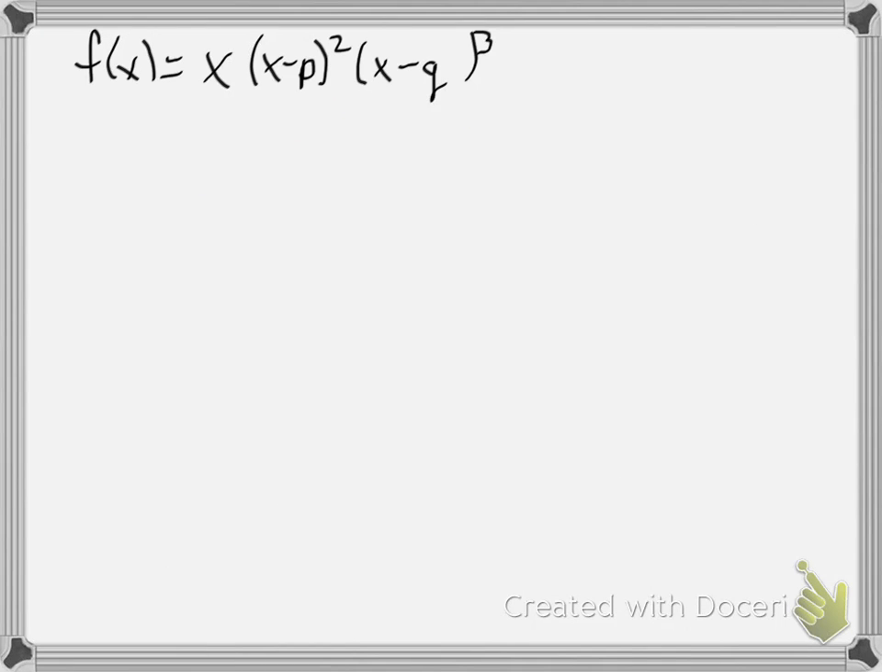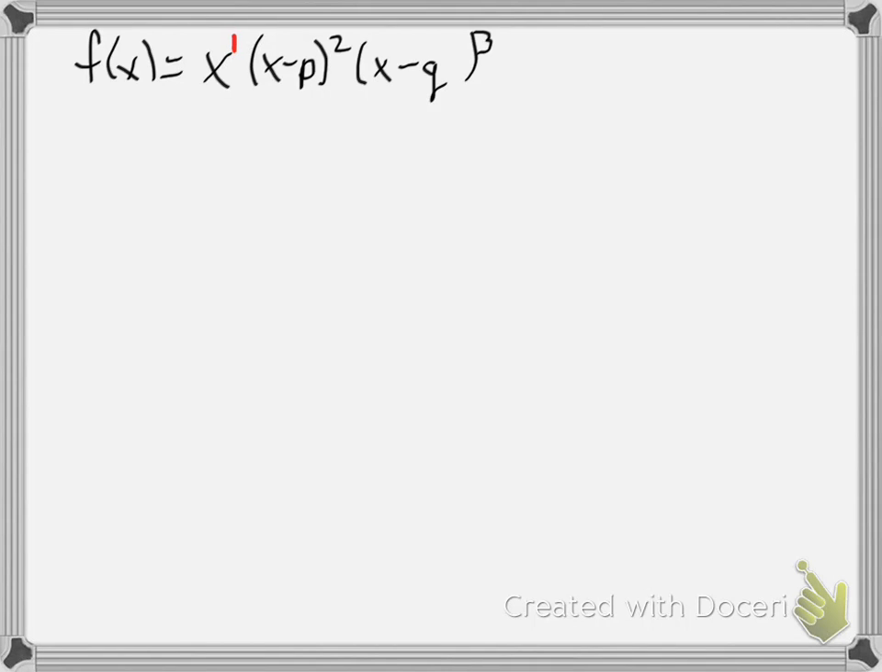Okay, so in questions 12 to 14, we're using this function here. And p and q are real zeros. In other words, they're not imaginary. So we don't have to worry about pretending to cross, but they do somehow have to touch the x-axis. Okay, and remember, this x is really x to the first.